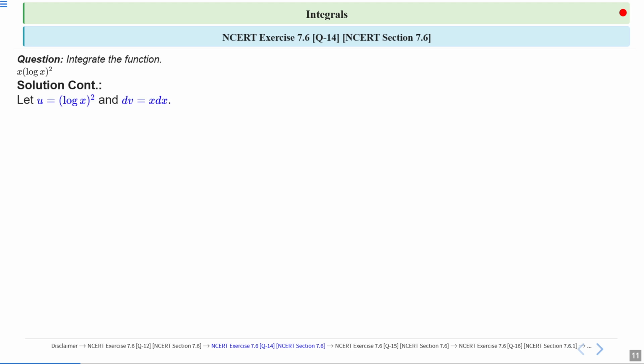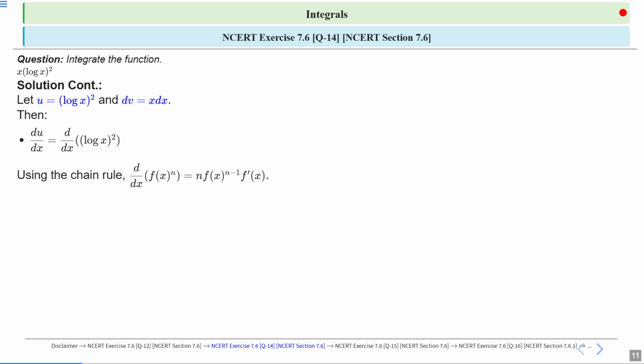So let u is equal to log x whole square and dv is equal to x dx. By the ELATE rule, the logarithmic function comes first, then algebraic. So at first we differentiate u with respect to x to get the value of du. So we have to differentiate log x whole square. To differentiate log x whole square, we have to apply the chain rule of differentiation.